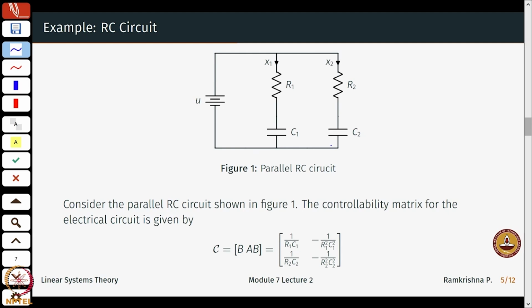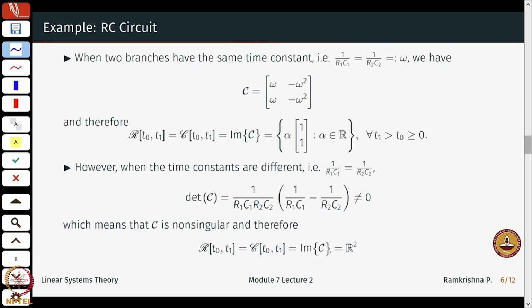So, I can start with that parallel RLC circuit and check what is the rank of the controllability matrix. C takes this form: 1 over R1 C1, 1 over R2 C2, and so on. So, what happens when both the branches have the same time constant? Then C takes some form like this, and therefore R of C, which is equal to the image of C, will be something like this, or just of dimension 1.